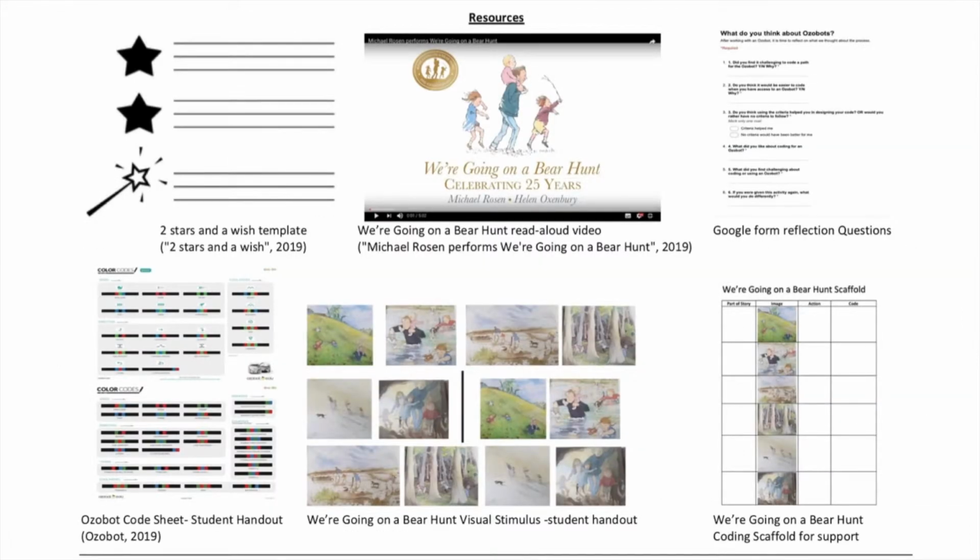So these are the resources. This is the 2 stars and a wish format and template, great for feedback. This is the Ozobot coding sheet, which is straight from ozobot.com. The little informal survey questionnaire that I've made, and this was the scaffold that I produced.